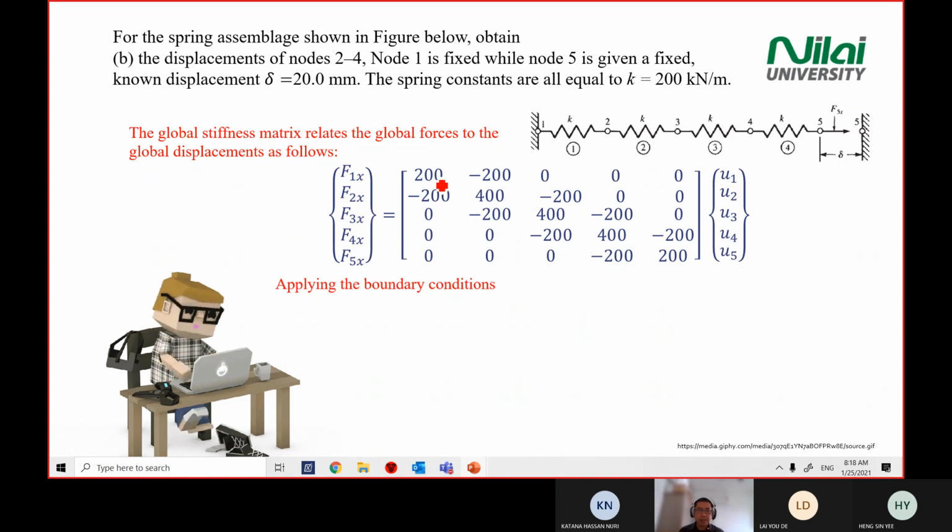For the boundary condition, you have to look at the diagram given. Basically, you look at two components. One is your external force, and the other one is your displacement, which is your d. The easiest one is we start with displacement first. So if you look at number 1, okay, Lai, what is the value of your U1? If you look at the diagram, what's the value of your U1?